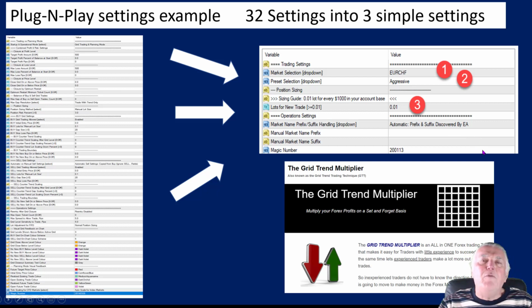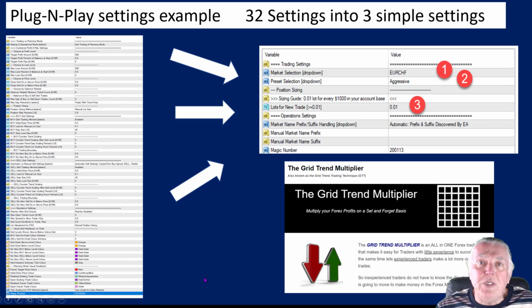It's intended for busy people who want to make lots of money or beginners who want to make lots of money. So all we're asking you to do is choose the currency you want to trade, choose the method you want to trade, aggressive, balanced or conservative, and then choose your position sizing, and we give you a guide here. Your position sizing should be 0.01 per $1,000 in your account. So there's only three settings that you need to worry about compared to the 30 odd on the other side.